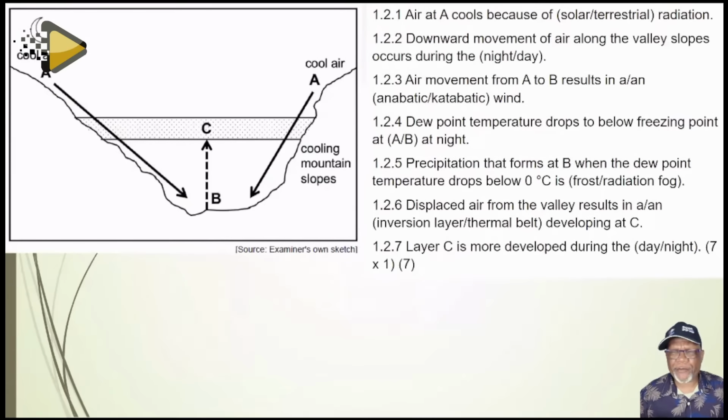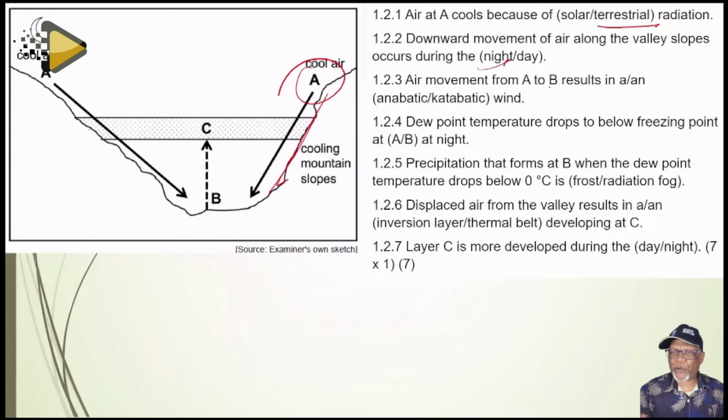Okay, now we have a few activities here. Let's look at activity one. It says air at A. Air at A cools because of terrestrial radiation. Downward movement of air along the valley slopes occurs during the night.